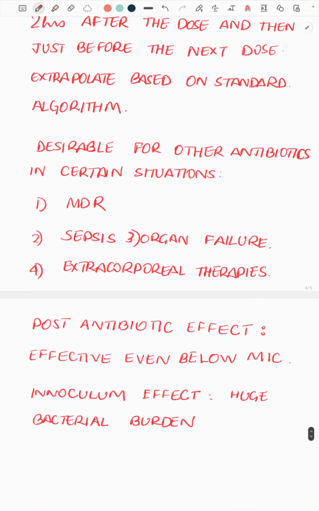Therapeutic drug monitoring may be considered when we have multi-drug resistant organisms in the presence of sepsis, organ failure and extracorporeal therapies, because in all of these, the volume of distribution, the metabolism and the clearance are affected, and we are dealing with MDR bugs. We would really like to have a very high concentration of the antibiotic.